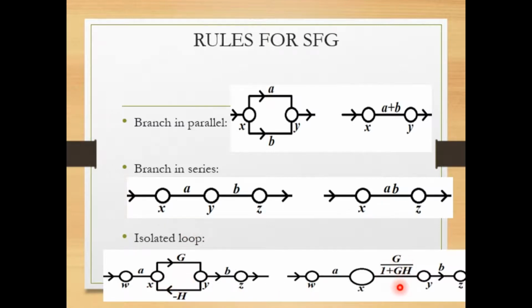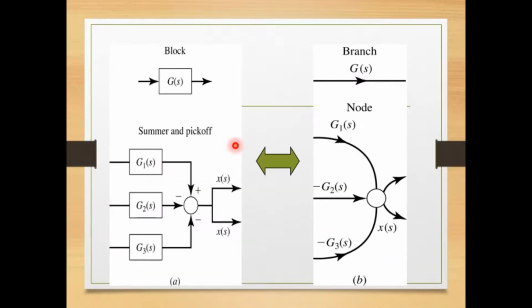This will be seen in the block diagram reduction method, how to obtain this. Next, you see a block g of s. Suppose we have a block diagram. How do we represent it in terms of a signal flow graph? Say we have a block g of s. We represent it by a branch which has a gain of g of s.